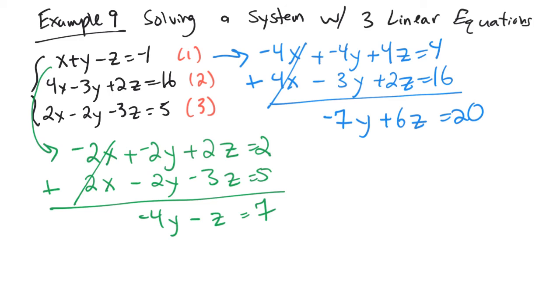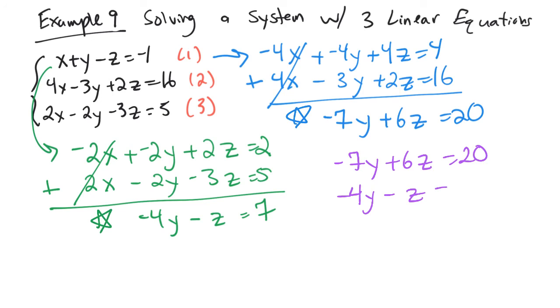Okay, now we have two separate equations, two new ones. We're going to take these, so this one I have down here in green, and this one up here in blue, and these are going to form our new system. I'm going to write that in purple. We have negative 7y plus 6z equals 20, and negative 4y minus z equals 7. So this is our new system that we're dealing with. So let's multiply the second equation, negative 4y minus z equals 7, by 6.